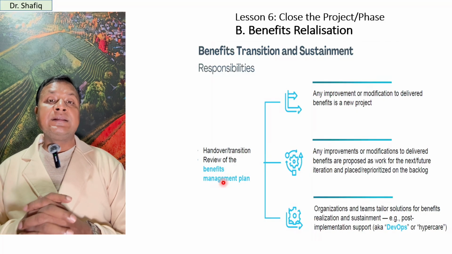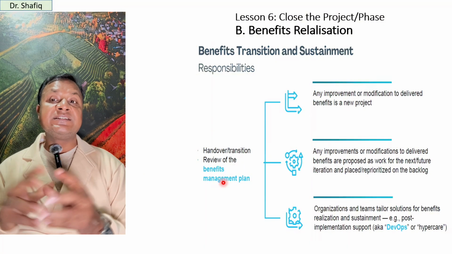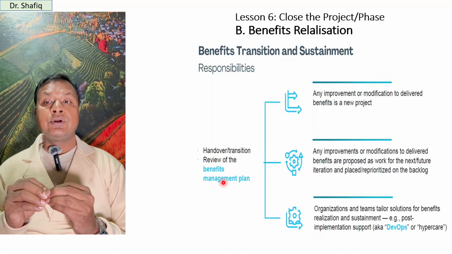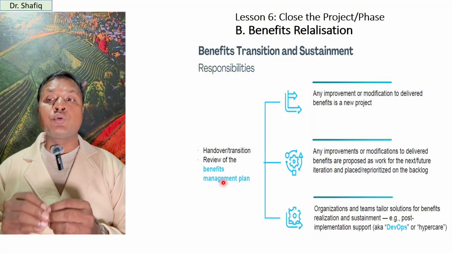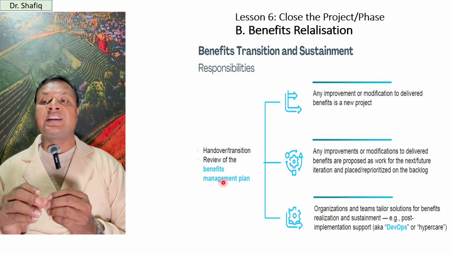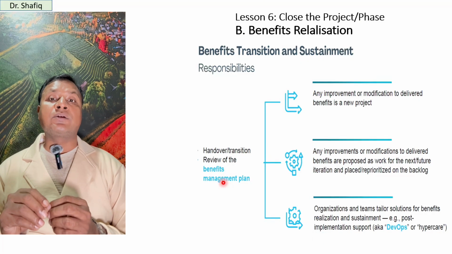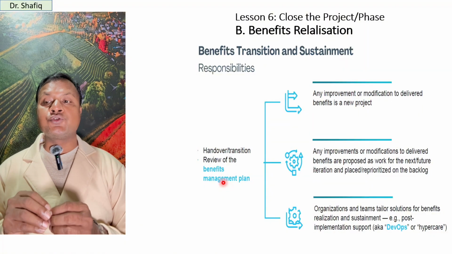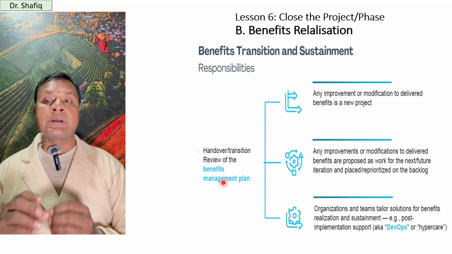You can see here the responsibilities. The project manager can see if there is any improvement or modification to deliver benefits in a new project. In an agile approach, the product owner can see any improvements or modifications to delivered benefits are proposed as work for a future iteration and placed for reprioritization on the backlog. In the hybrid approach, organizations and teams tailor solutions for benefit realization and sustainment, that is, post-implementation support.